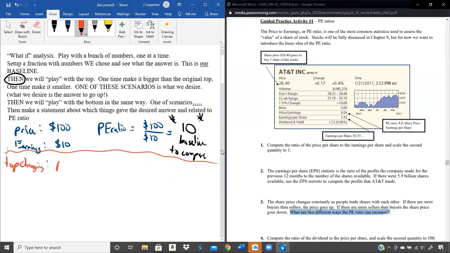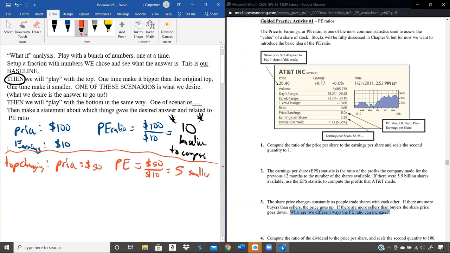Let's make it one time a price of, let's go smaller first. It doesn't matter the order, but let's make the price 50 now. So that the PE ratio is now going to be 50 over 10. 50 divided by 10 is 5. How does that compare to the original baseline? 5 is smaller than 10. Is that what we desire? We want it to increase, so no. So that's not what we want.